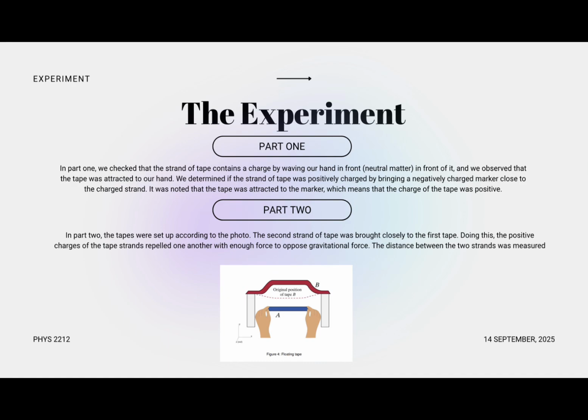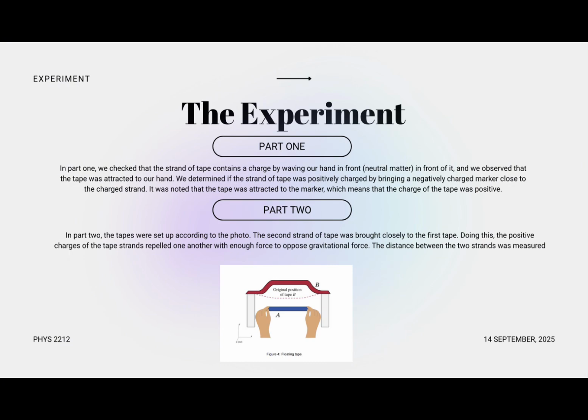In part 1, we checked that the strand of tape contained a charge by waving our hand in front of it, which is neutral matter. We observed that the tape was attracted to our hand. We determined if the strand of tape was positively charged by bringing a negatively charged marker close to the charged strand. It was noted that the tape was attracted to the marker, which means that the charge of the tape is positive.